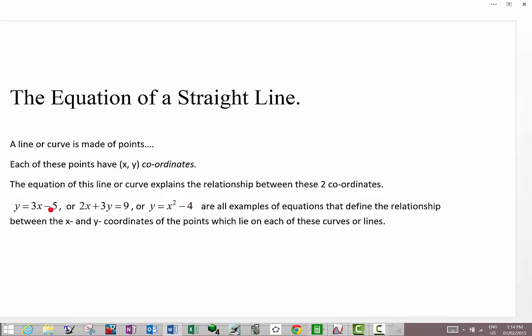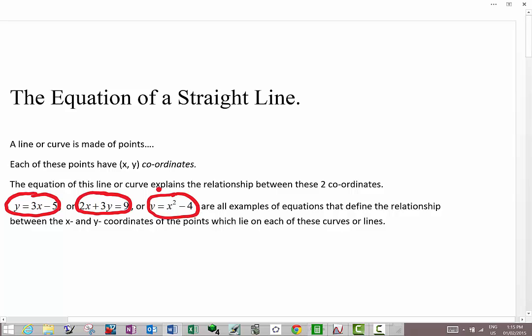These three equations here: y equals 3x minus 5. This tells us that any point lying on the line has the property that its y coordinate is 3 times its x coordinate minus 5. The second equation, 2x plus 3y equals 9, tells us that for a point to lie on this line, it must have the property that twice its x coordinate plus 3 times its y coordinate equals 9. And this third one is actually a quadratic curve rather than a line. y equals x squared minus 4 tells us that the y coordinate of any point lying on this curve must be equal to the square of its x coordinate minus 4.